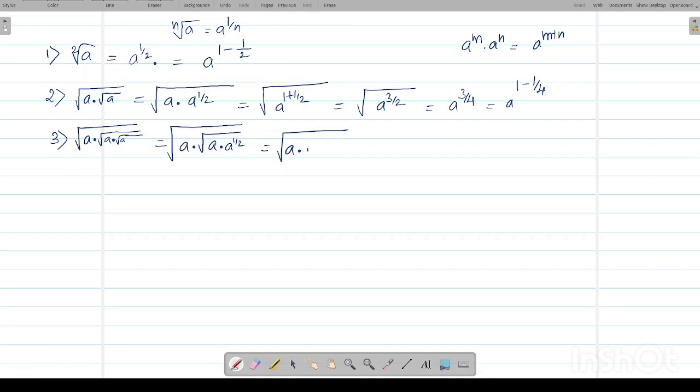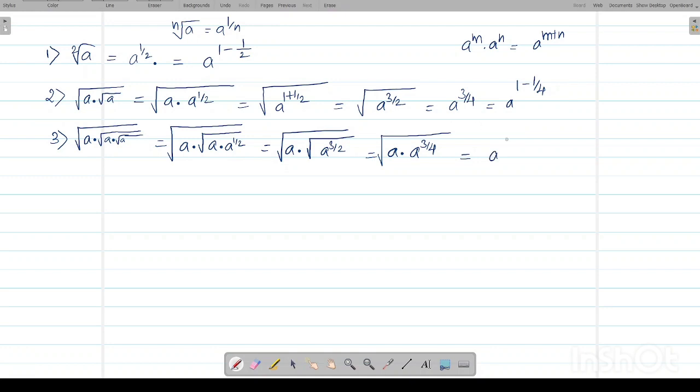We have seen it already, so it is root of a power 3 by 2, and I am writing outer root as it is, a as it is, a power 3 by 2 whole root. We have seen it as a power 3 by 4, so I can write it as a power 3 by 4. Now, according to the same formula, a power m into a power n is equal to a power m plus n, here it is a power 1 and a power 3 by 4.